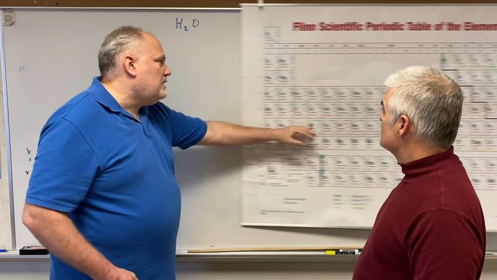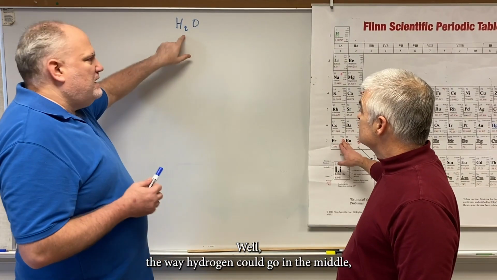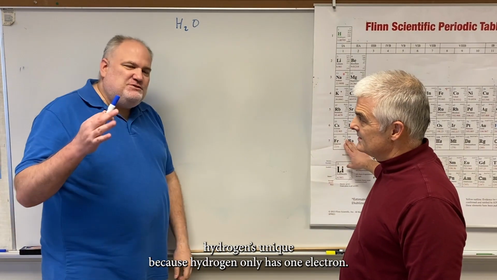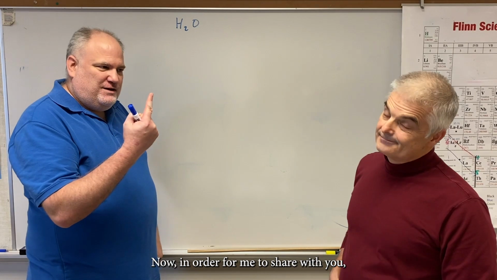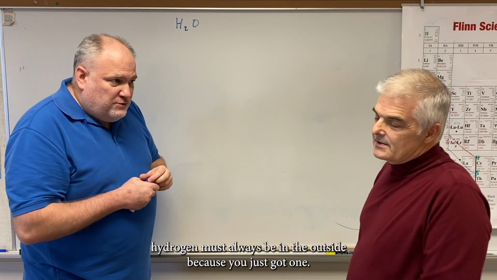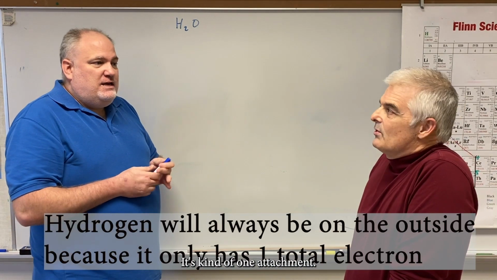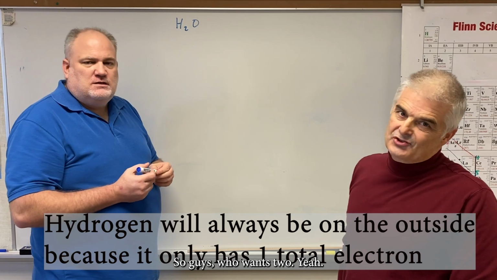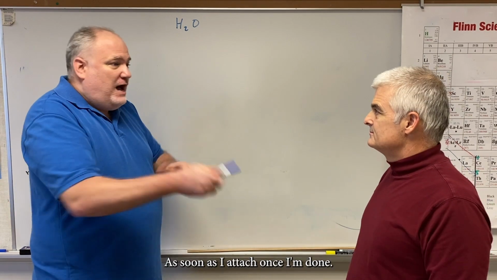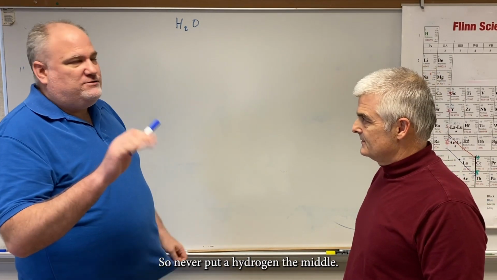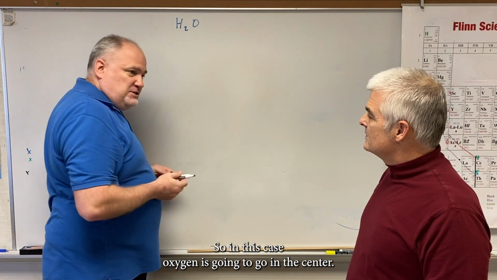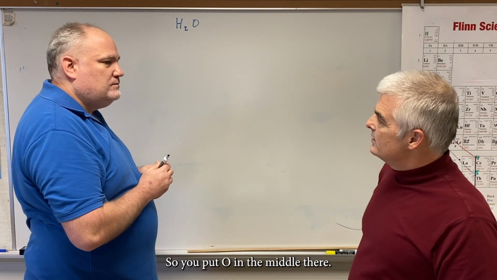Now, you may be thinking in this case, well, wait, hydrogen could go in the middle. Hydrogen's unique because hydrogen only has 1 electron. Hydrogen has always been on the outside because he's only got 1 attachment. He's one of those guys who wants 2. As soon as I attach once, I'm done. So never put a hydrogen in the middle. In this case, oxygen is going to go in the center. So you put O in the middle there.